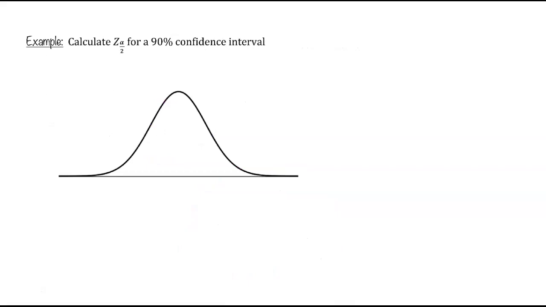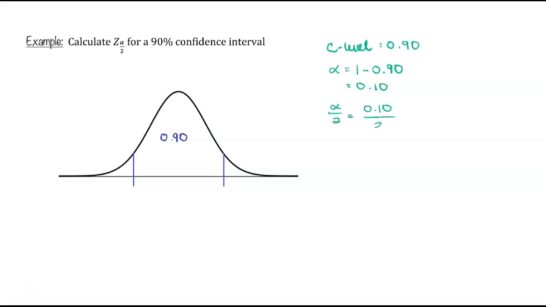Let's calculate z sub alpha over 2 for a 90% confidence interval. If we have a 90% confidence interval, that means that we have a confidence level of 90%, or 0.90. That means that alpha is equal to 1 minus 0.90, or 0.10. Adding those to our picture, we have 0.90, our confidence level, in the center, with 0.1 or 10% left in the tails. Dividing alpha by 2, we have 0.10 divided by 2, or 0.05. So we have alpha over 2, or 0.05, or 5% in each of the tails.